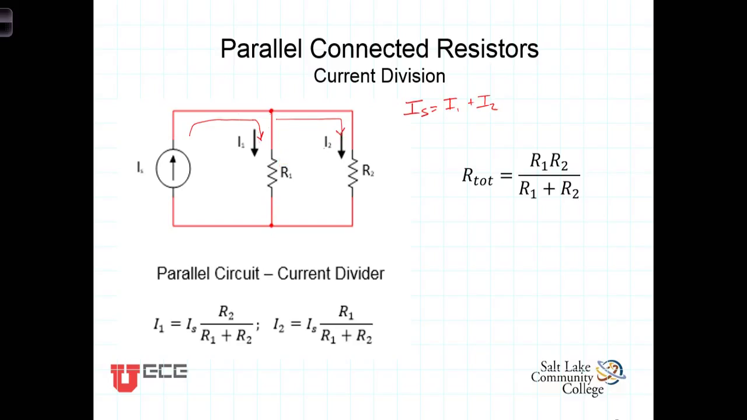In a similar sense, current is a rate, only instead of gallons per minute, we're talking about coulombs per second or amperes. But if we have 5 amps coming in, we have 3 amps going this way, the other 2 amps must be going that way.